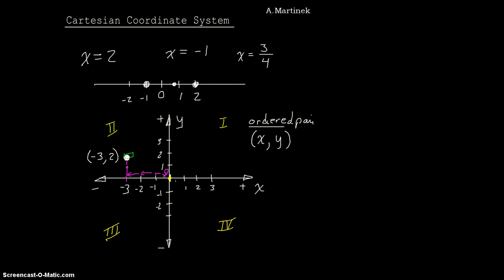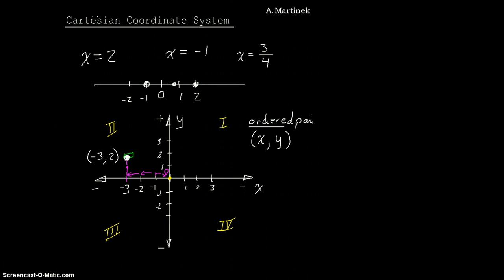So as a math teacher, I would tell you the x dimension first. I'd say go 3 to the left and 2 up, rather than saying go 2 up and 3 to the left, even though it would get me to the same position. But I'm always going to tell you the horizontal motion first in an ordered pair.